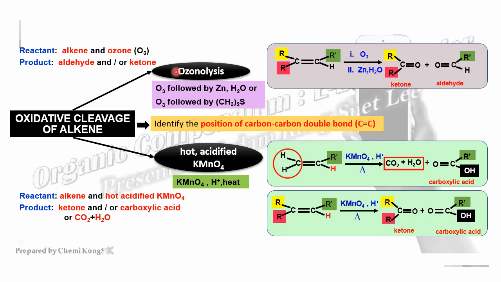So the first one, ozonolysis. The reactants involved are alkene and ozone. Then the product is aldehyde and or ketone. So the reagent for ozonolysis is O3, ozone, followed by zinc and water, or O3 followed by dimethyl sulfide.